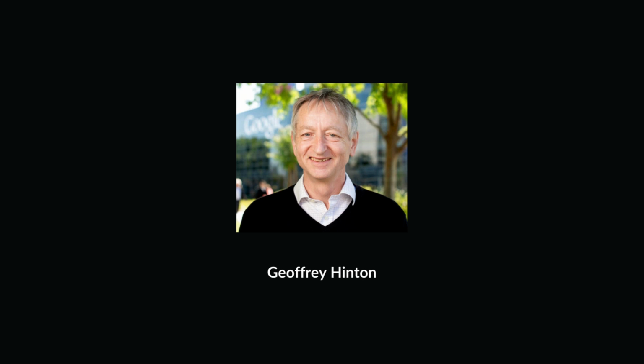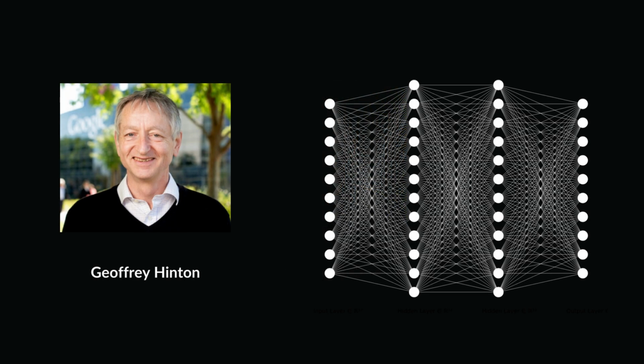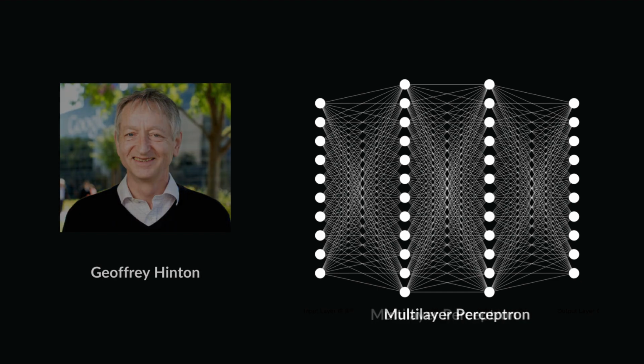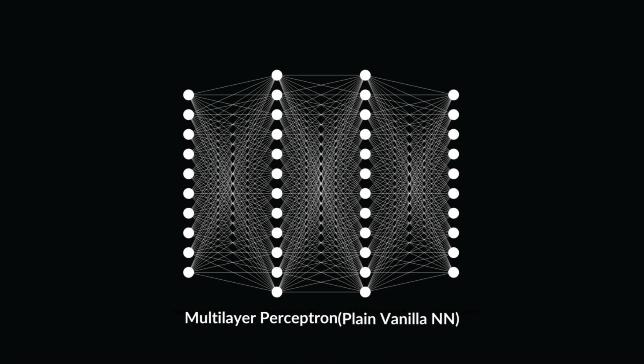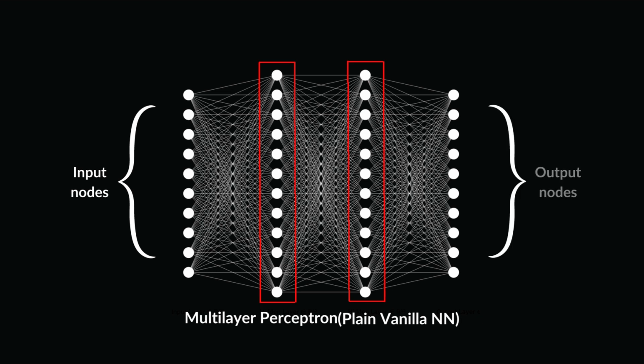However, in the 1980s, a computer scientist named Geoffrey Hinton found a great solution to these problems. He noticed that some of the limitations of single-layer perceptrons can be eliminated by stacking them all together to form a multi-layer neural network. This resulted in the emergence of a new algorithm, the multi-layer perceptron. This multi-layer perceptron, or MLP, is also known as the plain vanilla neural network. Apart from single-layer perceptrons, MLPs have multiple input nodes, hidden nodes and layers, and output nodes.